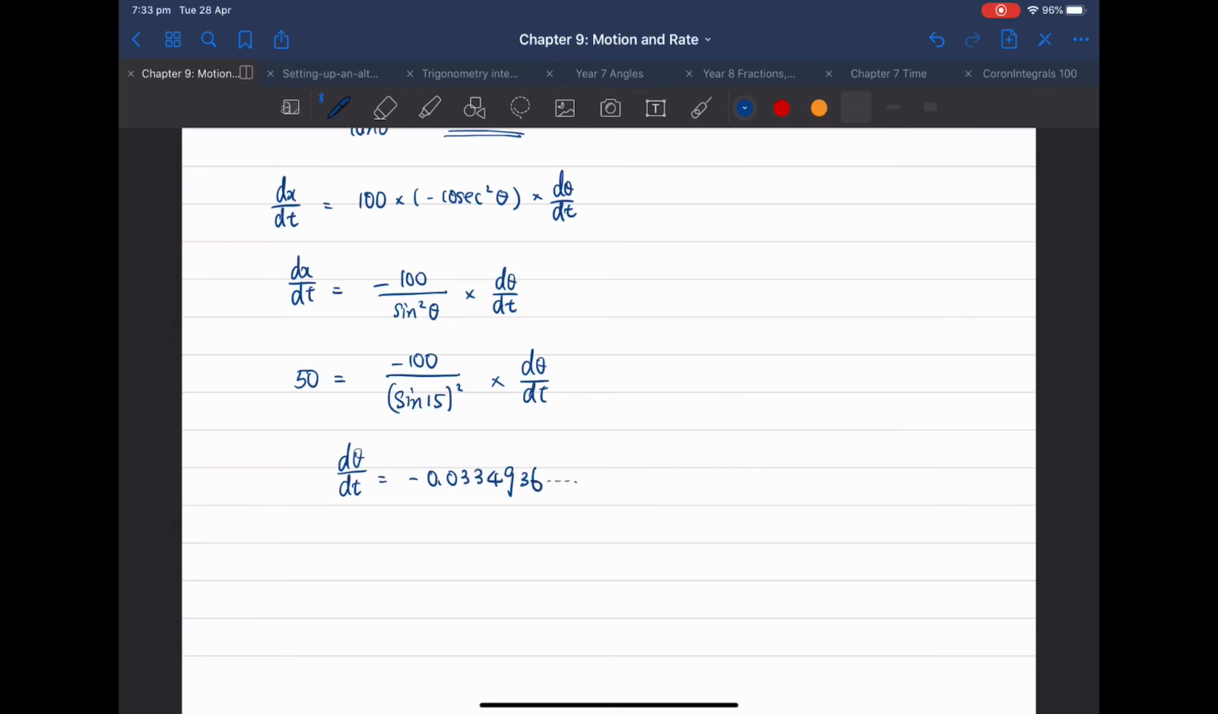That negative rate just means it is changing, so it's like becoming smaller. The angle is getting smaller and smaller, and that's why the rate is negative, the angle is decreasing.